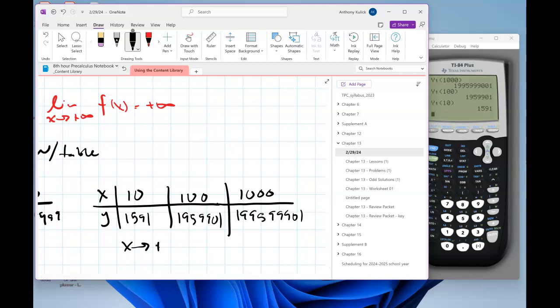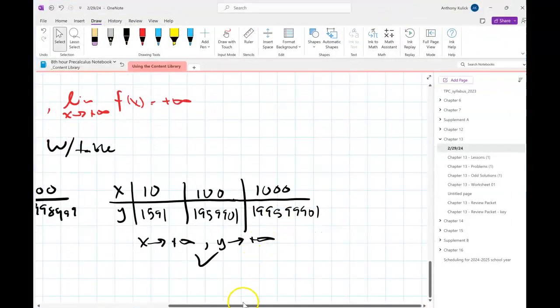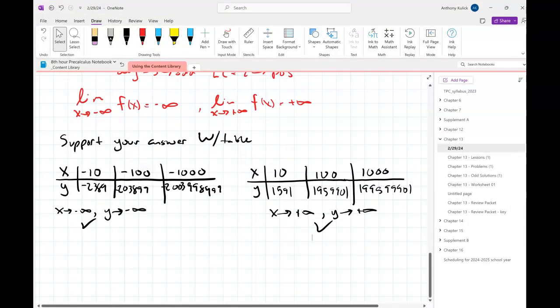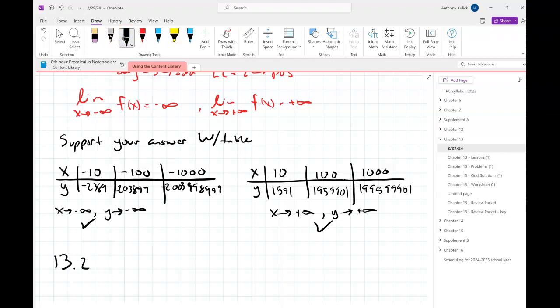So again, we're seeing as x goes to positive infinity, y is going to positive infinity. That's the same thing we wrote with our limit. I think we're good. You guys feel okay doing that? Again, we did that first semester still with tables. So we should kind of remember that, especially after a little refresher. That's 13.1.